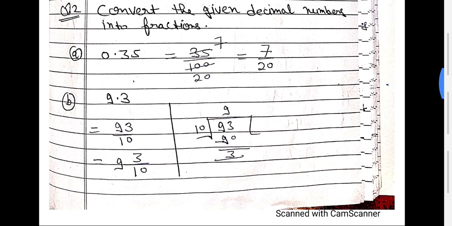So if the fraction becomes improper, it means if the upper part is more, then you have to convert it into a mixed fraction. If the upper part is small, then you have to write it the same. Upper part is small, it remains the same. Upper part is more, then you have to convert it into a mixed fraction.